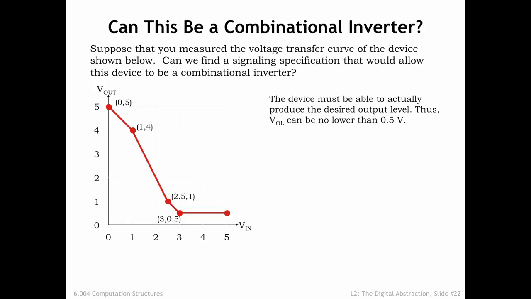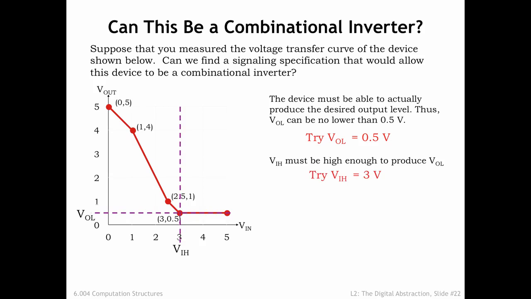The lowest output voltage produced by the device is 0.5 volts. So if the device is to produce a legal digital output of 0, we have to choose VOL to be at least 0.5 volts. We want the inverter to produce a valid digital 0 whenever its input is a valid digital 1. Looking at the VTC, we see that if the input is higher than 3 volts, the output will be less than or equal to VOL. So let's set VIH to 3 volts. We could set it to a higher value than 3 volts, but we'll make it as low as possible to leave room for a generous high noise margin.